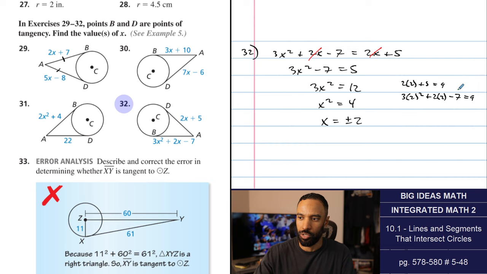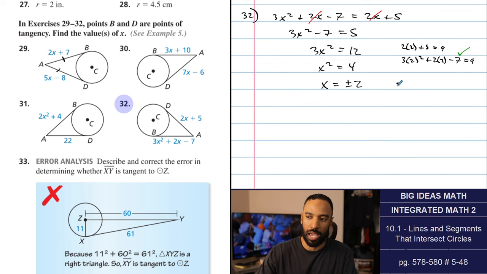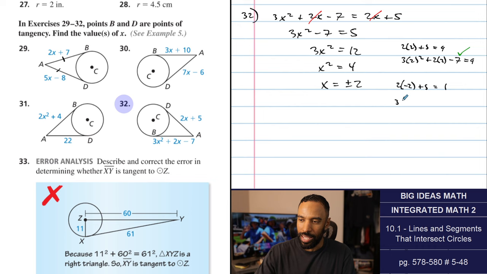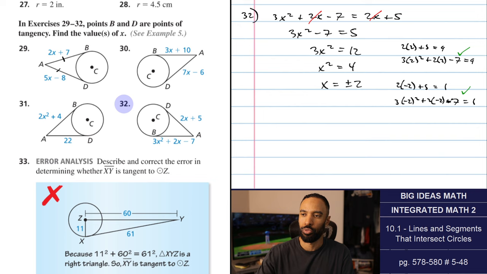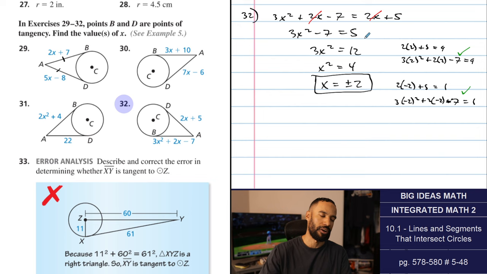Let's check out negative 2. It should work. There's nothing that made this extraneous, and 2 times negative 2 plus 5 is still a positive number. That's 1. 3 times negative 2 quantity squared plus 2 times negative 2, minus 7, that's still 12. And then minus 4 is 8, minus 7 is 1. So those also check out. So both work. The only time that might not work that I'm concerned about is if you're getting a negative length, not about extraneous solutions, but if you're getting a negative length out.